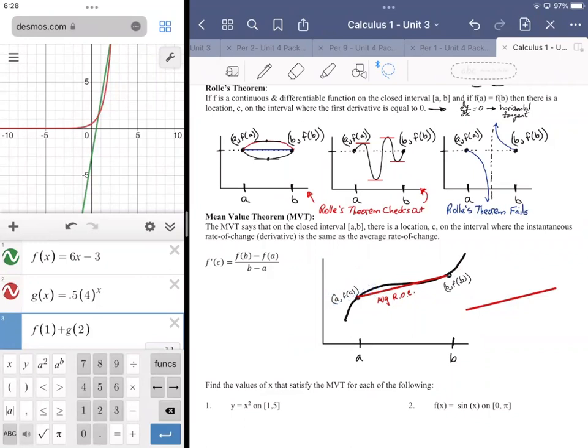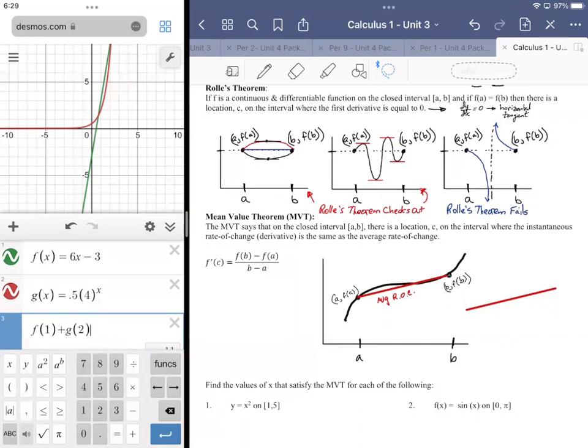So what the mean value theorem is saying is that at some point, this function is going to have an instantaneous rate of change that's exactly the same as its average rate of change, assuming it's a continuous differentiable function on the closed interval a to b, right? Which just basically means it's a smooth curve over that interval, right?